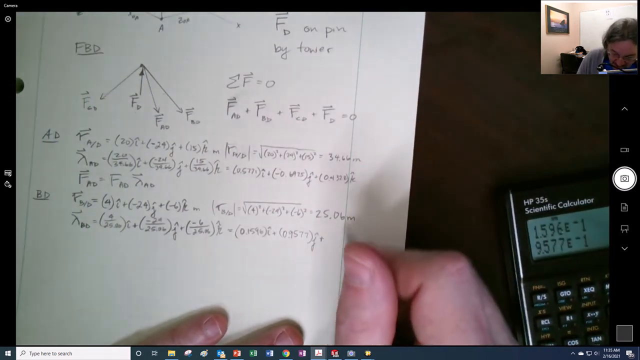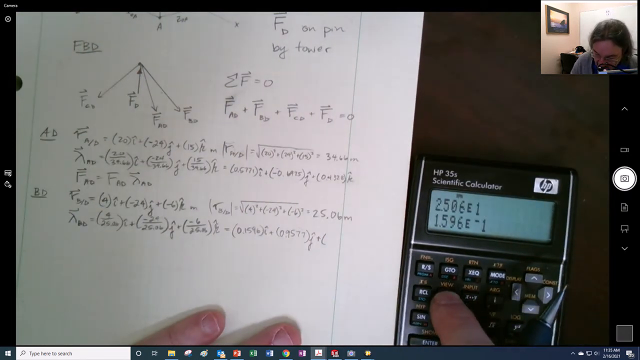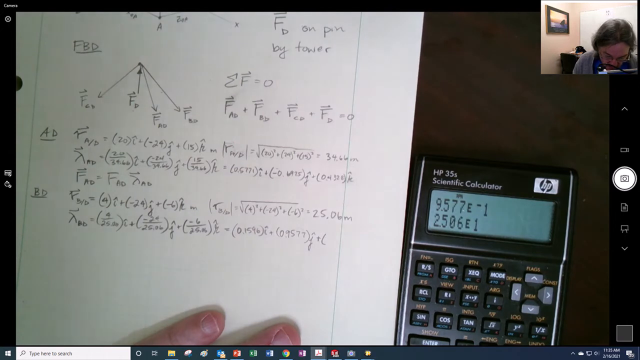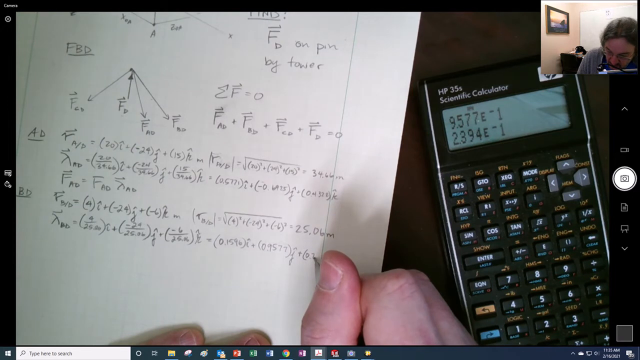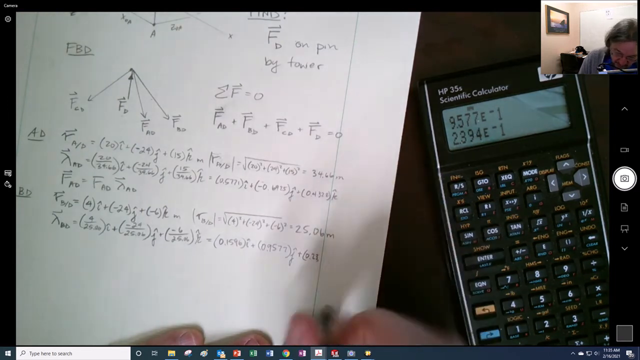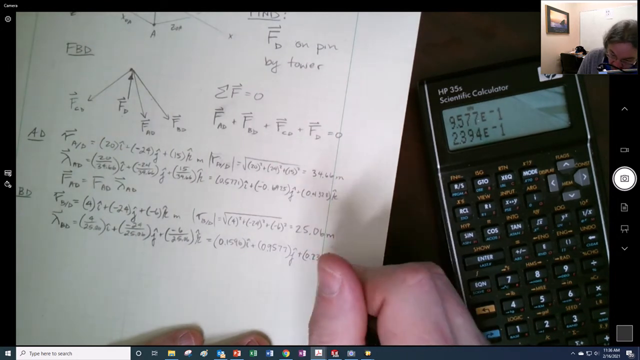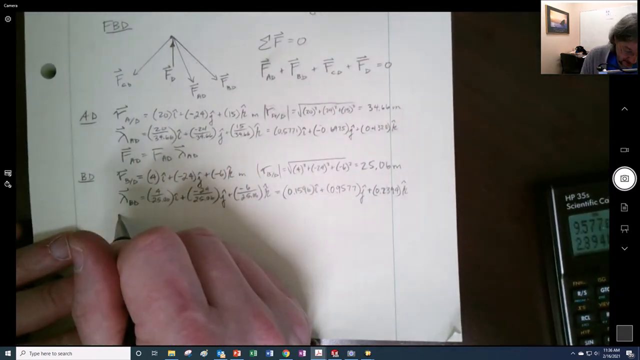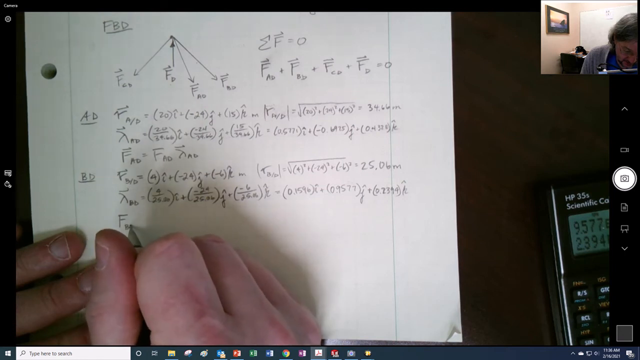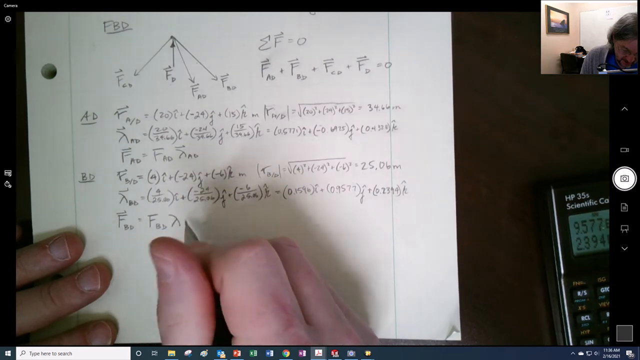I shouldn't write over there; that's why that line is there. Move the stack. All right, and 6 divided by 25.06 is 0.23394. Don't be like me, kids. Be neater. And we know that the vector we're eventually going to want, BD, is going to be equal to the magnitude of the tension times that direction.